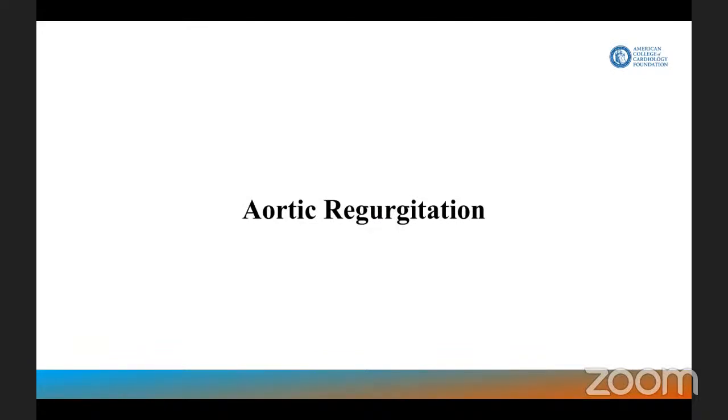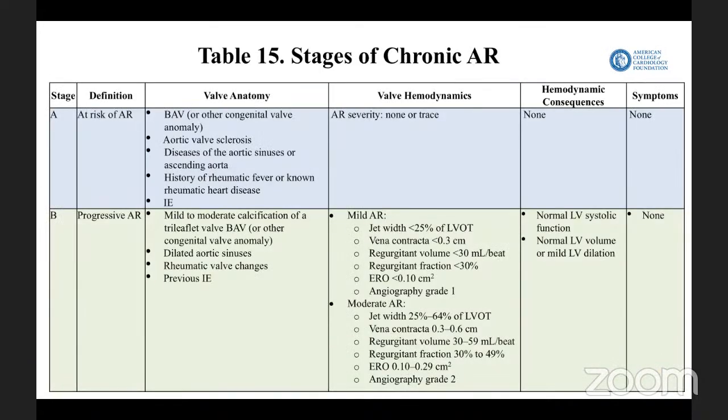Moving to aortic regurgitation, also we have, as we said, 4 stages for classifying valvular heart disease severity. Stage A, when we have a patient with risk factors for development of aortic regurgitation, like in terms of valve anatomy, having a bicuspid aortic valve or aortic valve sclerosis or diseases of the aortic sinuses or ascending aorta, having a history of rheumatic fever or non-rheumatic heart disease, and infective endocarditis.